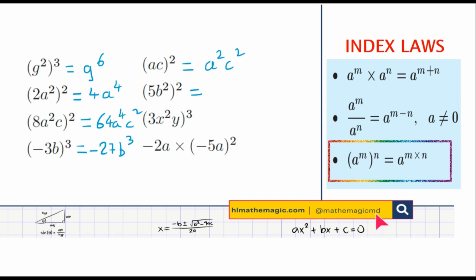Last 3 questions. So 5 squared is 25, and b squared squared is going to be b to the power 4 here. Next we have 3x squared y cubed. And similar to the other one, 3 cubed is 27. And then x squared cubed is x to the power 6. And then y cubed.